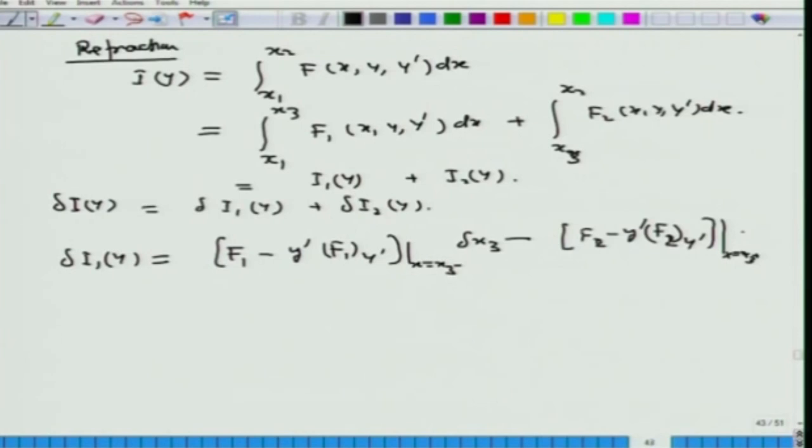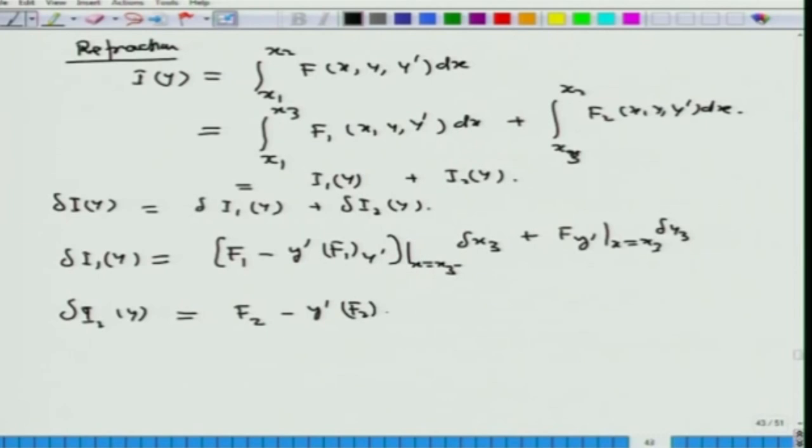Here we have one more term, delta y3, plus f y' evaluated at x equal to x3 minus, times delta y3, giving delta I1, and similarly delta I2(y) is f2 minus y' f2 y', here with minus sign it will be plus delta x3, and delta y3 with the whole of minus sign. So, this also we write with minus here.